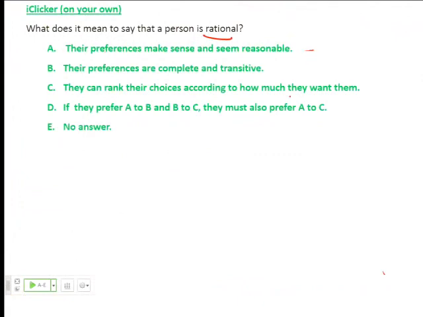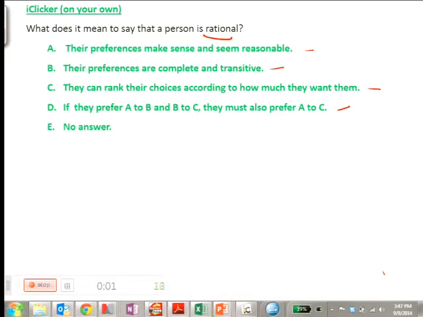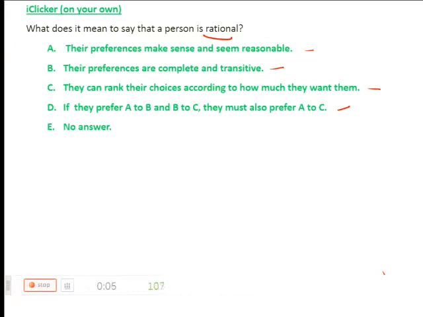Does it mean that their preferences make sense and seem reasonable? Or that their preferences are complete and transitive, whatever that means? Or that they can rank their choices according to how much they want them? Or, this is the weirdest one, if they prefer A to B and B to C, they must also prefer A to C. Okay? So just take a moment. I'll start this thing up, and you can take a little while to figure out what you think.